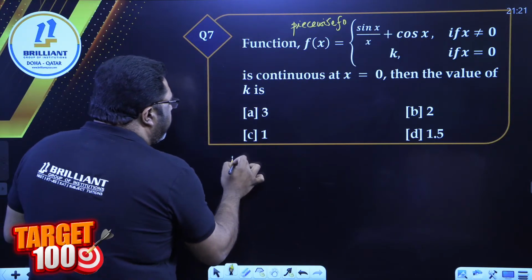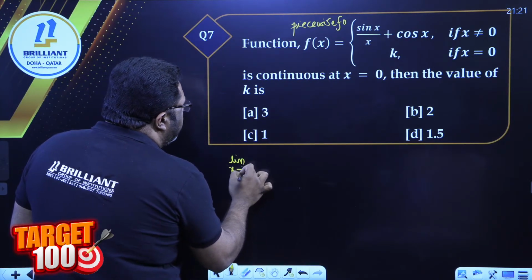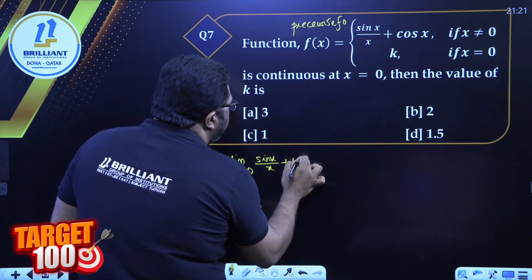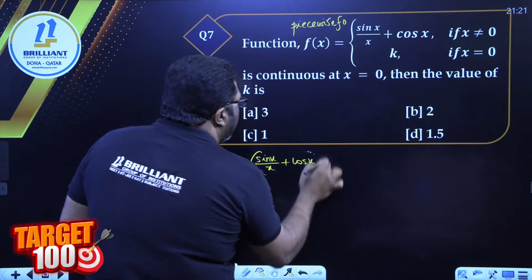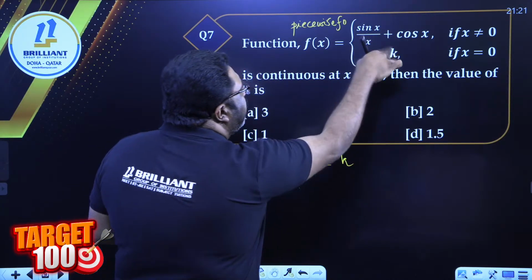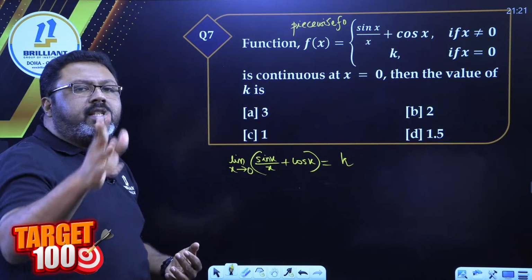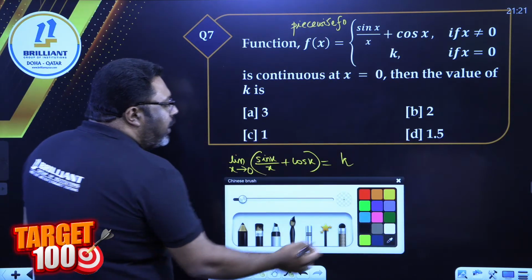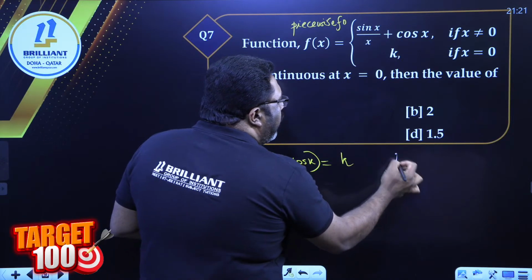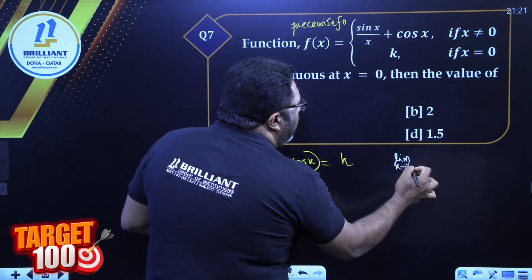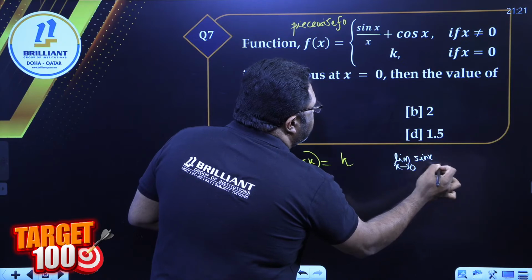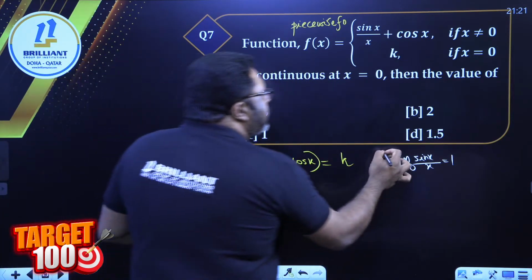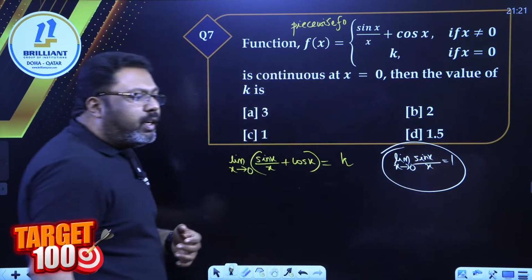Simply take the function with the limit of x tends to 0, sin x by x plus cos x equal to the second value, which is k. Don't waste your time trying to find LHL, RHL straight away. Can you tell me the property of limit of a function for limit x tends to 0, sin x by x? That's definitely 1. Limit of x tends to 0, sin x by x is definitely 1.